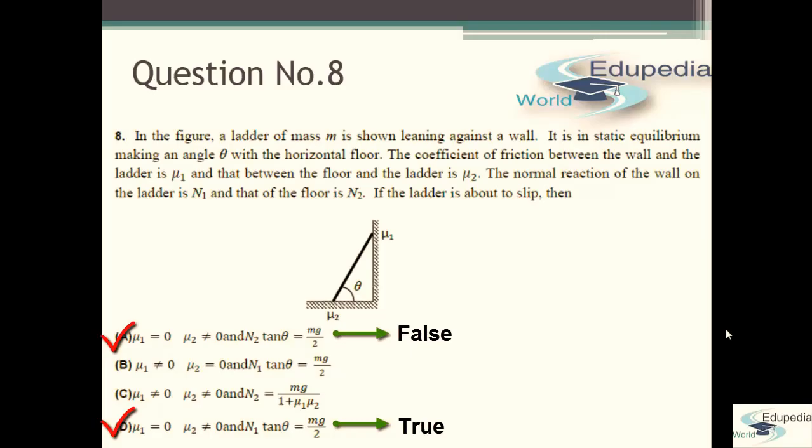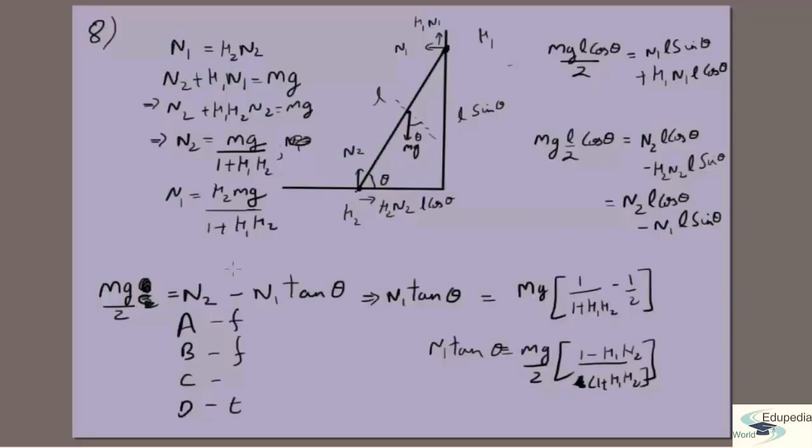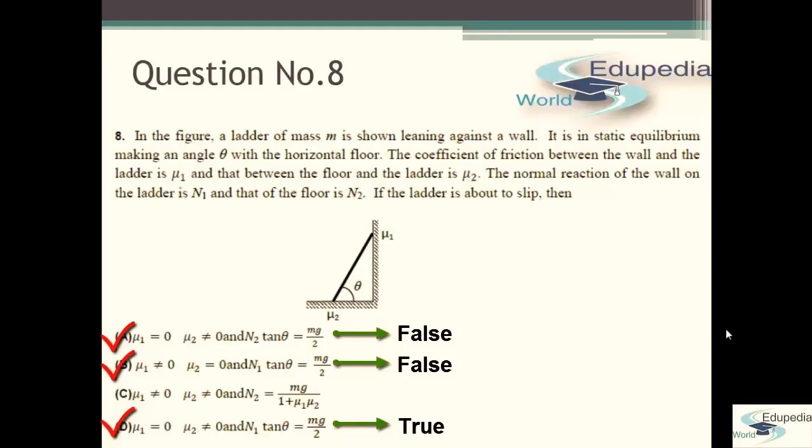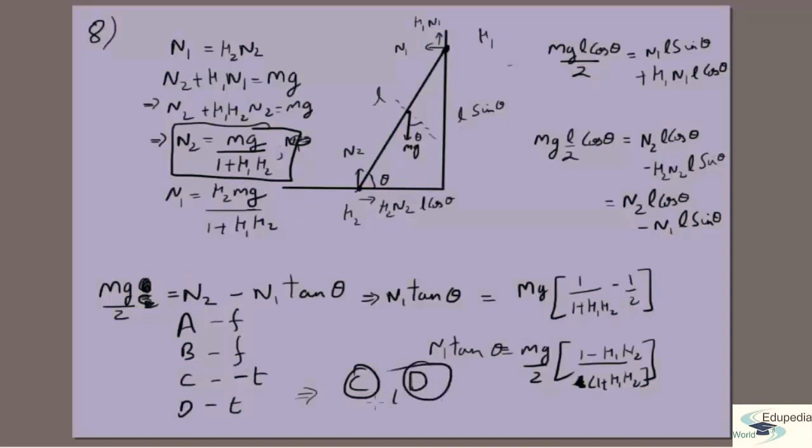Let's look at option C now. If mu1 and mu2 both are not 0, then N2 is equal to mg by 1 plus mu1 mu2. This is a true result. So C is true, which means the answer to this problem will be C and D.